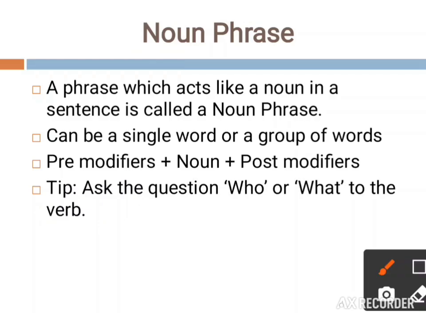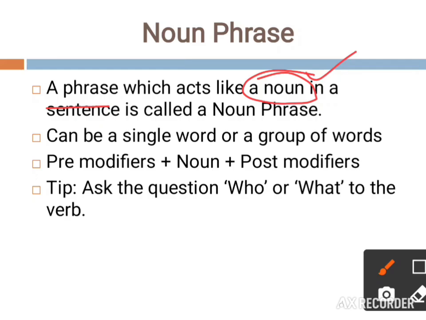A phrase which acts like a noun in a sentence is called a noun phrase. Now just let's recall it very quickly. What is a noun? Nouns are the naming words. In short, if we say, they are the naming words. Now a noun is the name of a person, place, animal, or a thing. You all must be knowing this definition. So a phrase which acts like a noun in the sentence is called a noun phrase.